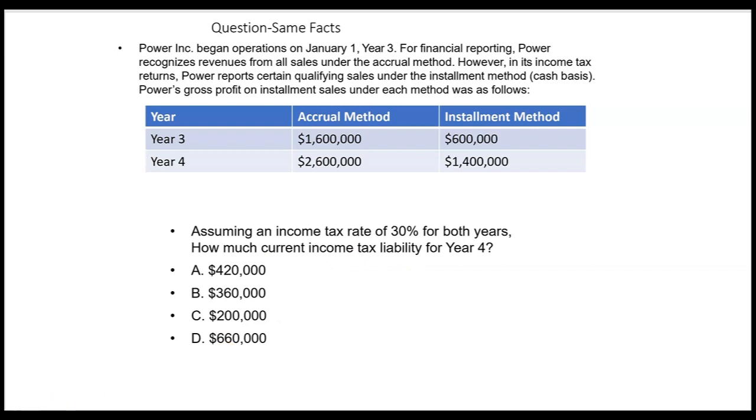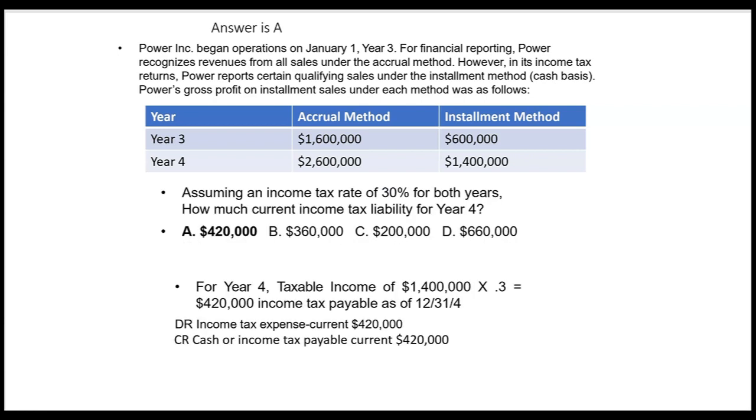So current income tax liability for year 4, what's owed at the end of year 4 currently? That's based on year 4's taxable income, which they tell us is $1.4 million. So $1.4 million times 30%, you owe $420,000 right now. And that's choice A. So you would debit income tax expense current for $420,000 and credit cash or income tax payable current $420,000. If you credited income tax payable instead of cash, then very soon you're going to get around to paying that liability, and then you'll just reverse it.